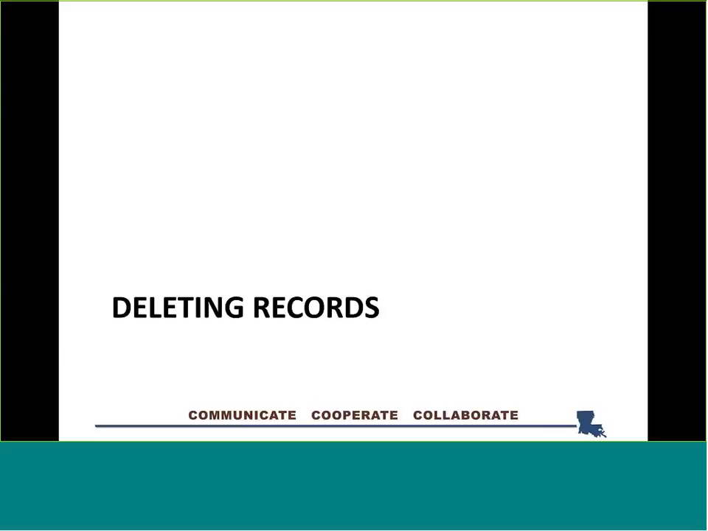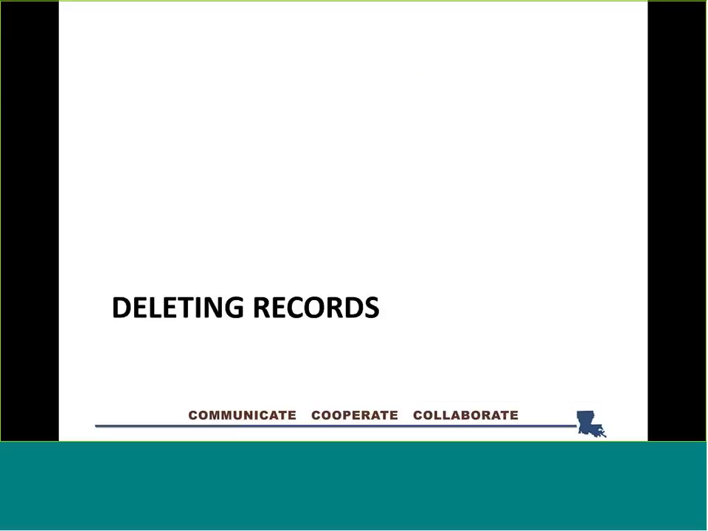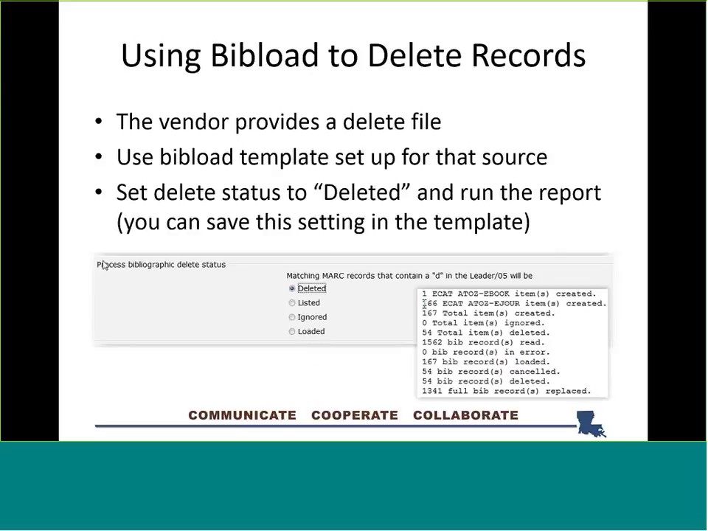All right, so again, like I mentioned, going through that process with the delete status, there are a couple of ways that you can actually delete records. One of the ways is using the bibload report to actually delete the records. You do this when the vendor provides a delete file. You use the same bibload template that you set up for that source, and you make sure that the delete status is set to deleted and run the report. You can save that setting in the template so you don't have to change it later.